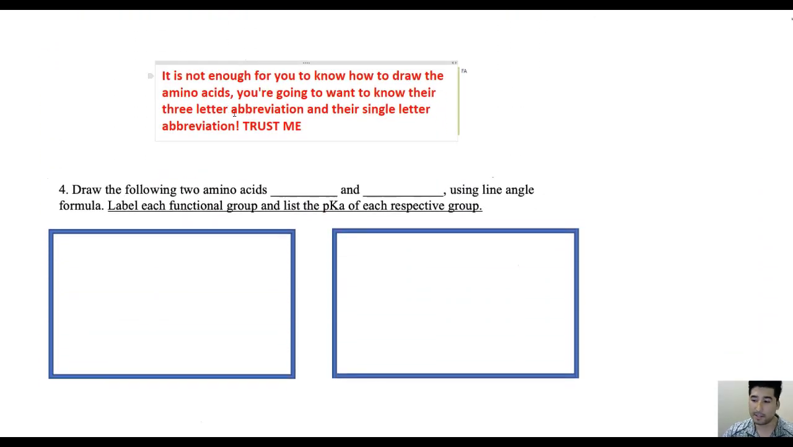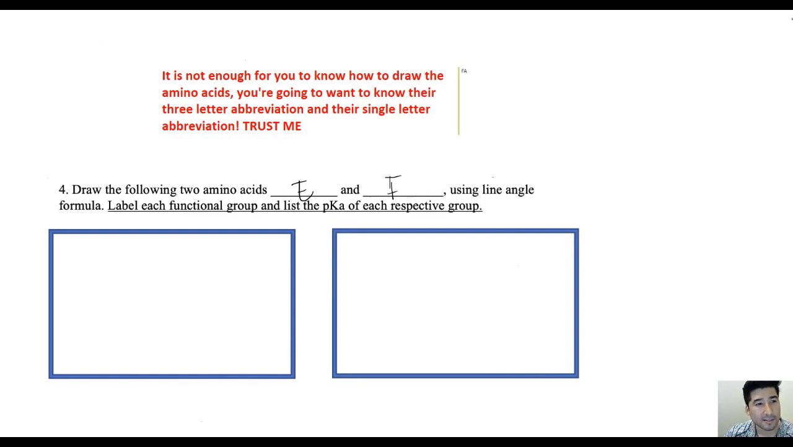Alright, moving on. Number 4. Draw the following amino acids, blank and blank, using line angle formula. Line angle formula has been what I've been using to draw the amino acids. So in class we used glutamate and phenylalanine. What is the 1-letter abbreviation for phenylalanine? Good job. It's F.